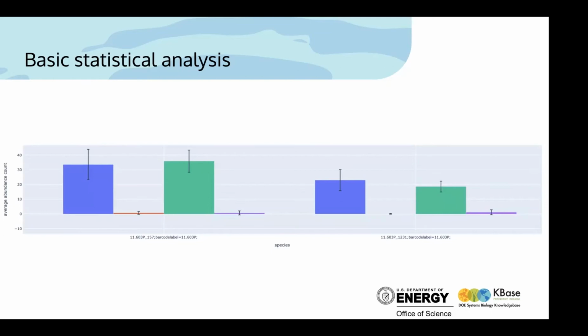Right. We can also do what's known as a SIMPER analysis, and that identifies for us which of those taxa are driving the differences in those samples.